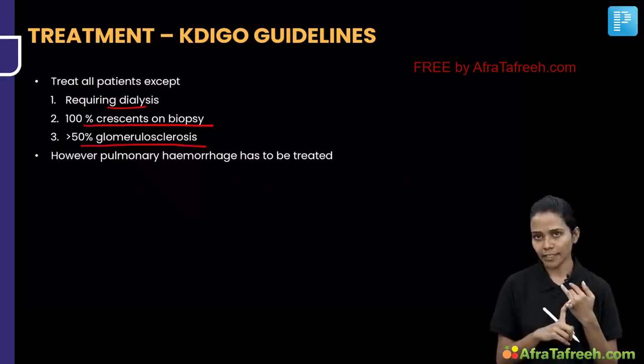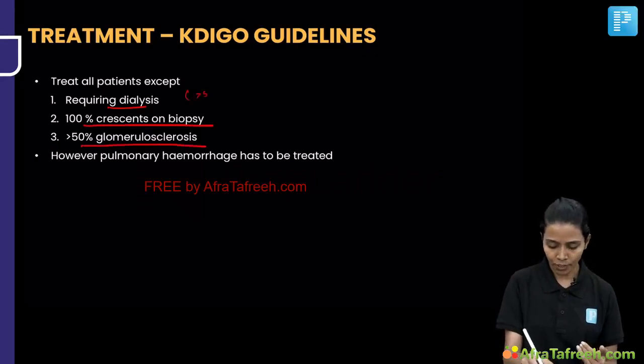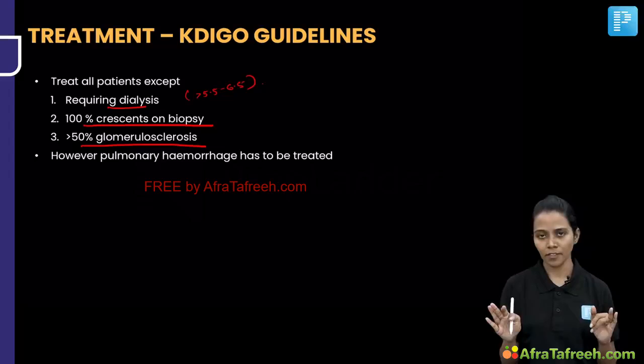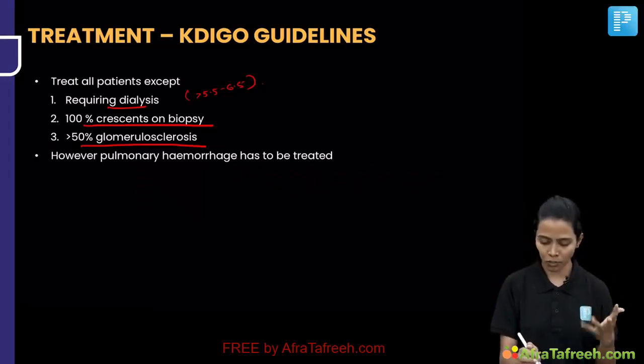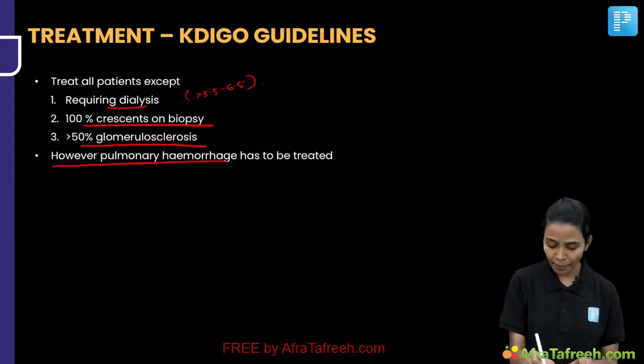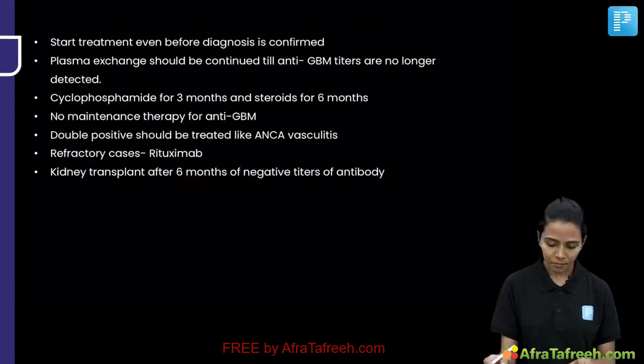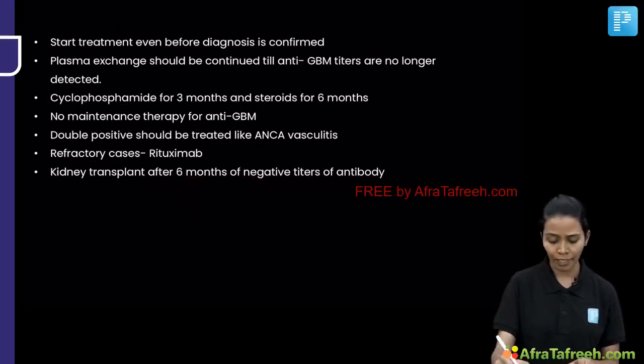Okay, so the dialysis requiring, in that we read it was more than 5.5 to 6.5 creatinine, or crescents are 100%, or if it is glomerular sclerosis, more than 50%, that means it's a chronic disease. However, pulmonary hemorrhage has to be treated. Now, start treatment even before diagnosis confirmed.